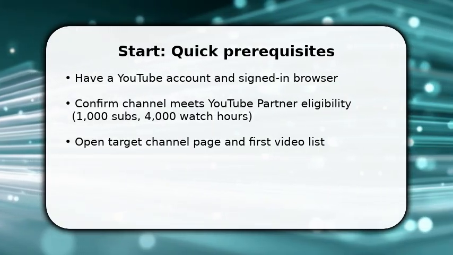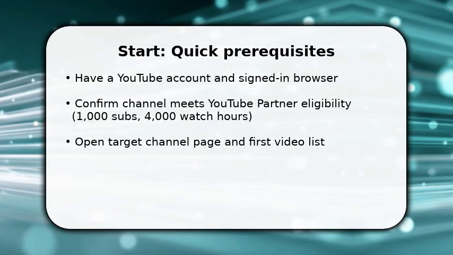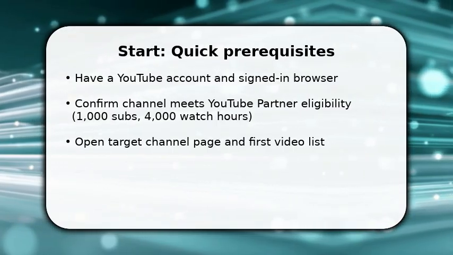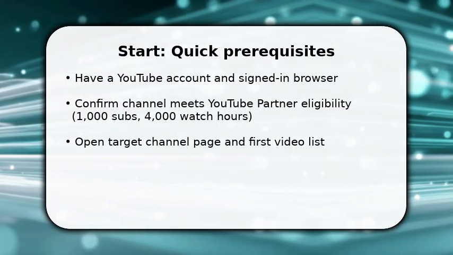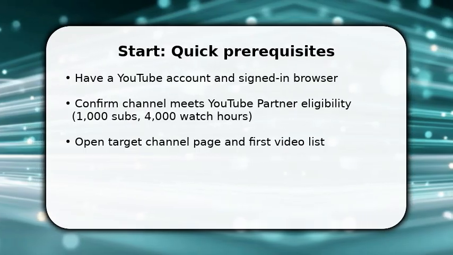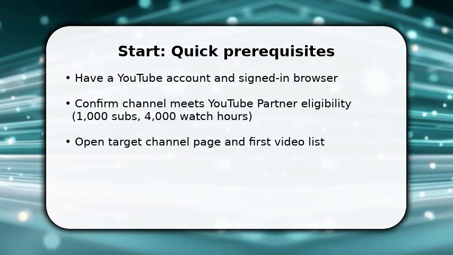Make sure you're using a browser without ad blockers. Ads are the fastest visible clue. Finally, note upload dates and view counts. Those numbers help prioritize where monetized videos are most likely to appear.